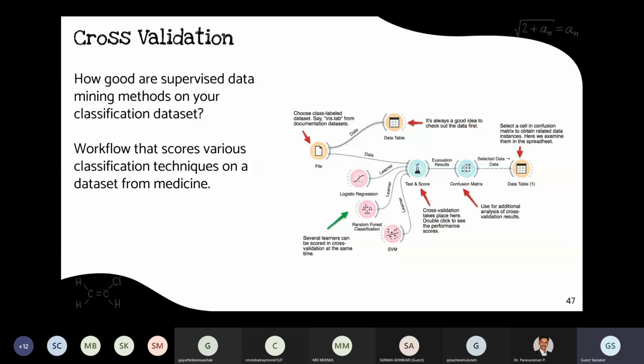And here you can see they have used logistic regression, random forest classification, SVM, and then we do a cross validation at test and score, and then the confusion matrix, right? So Orange is completely used for data that you already have, or generated from KNIME or some other software, or from experimental data. Don't use Orange to generate data. It doesn't generate data. It only analyzes the data.